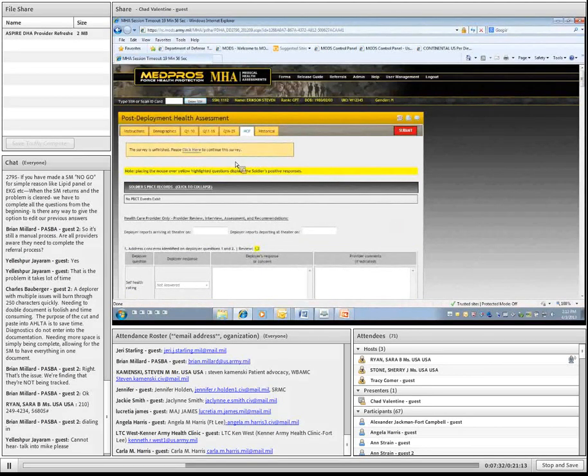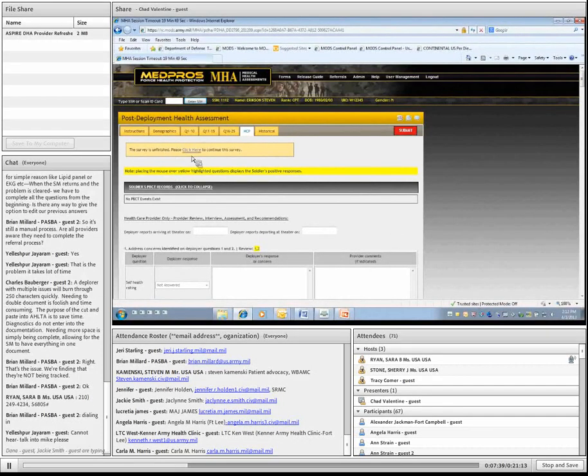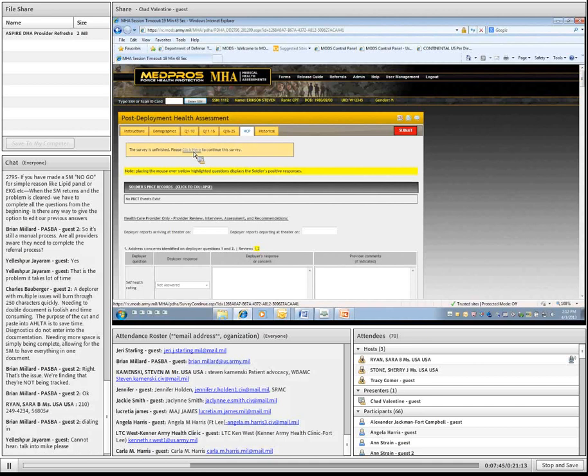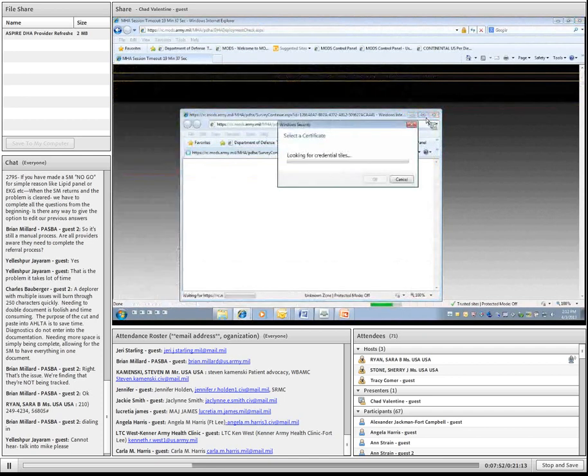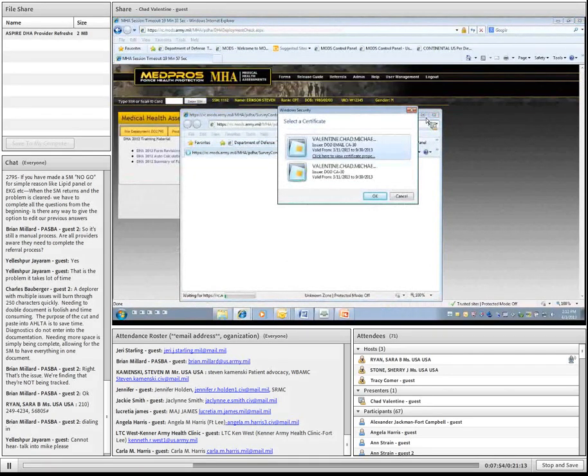If you click on edit form, you'll see at the top here, if the survey is unfinished, if they do have a form that they did not complete, it's going to let you know the survey is unfinished. Please click here to continue the survey. This allows you as a provider, when that deployer comes in and maybe didn't do the last 2 questions, or went halfway through and wasn't able to complete it, to sit down and complete that form with the deployer.